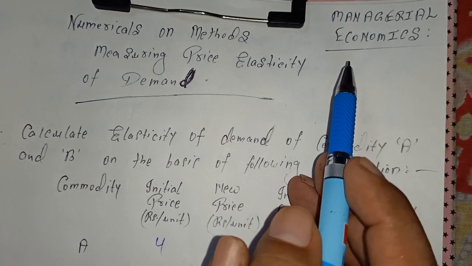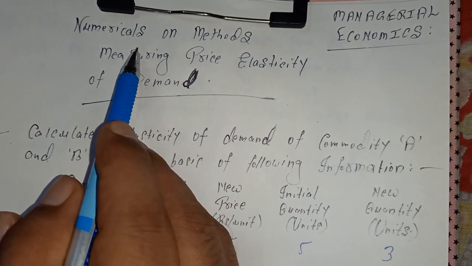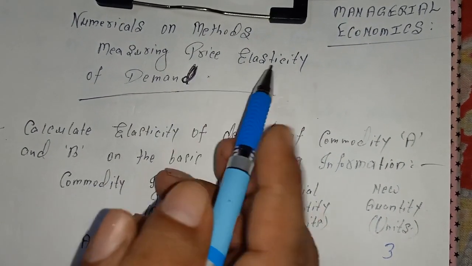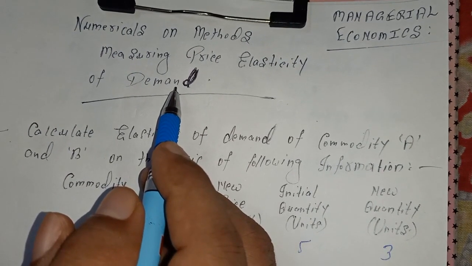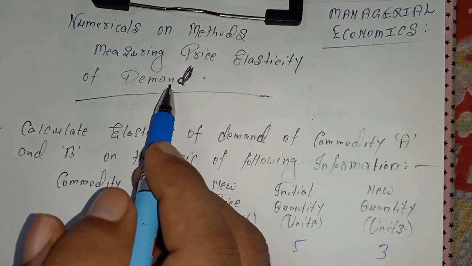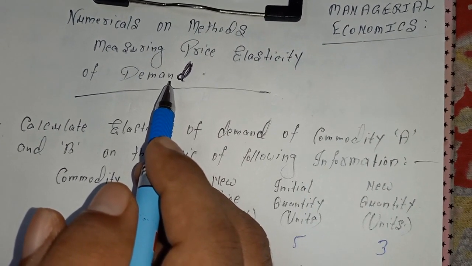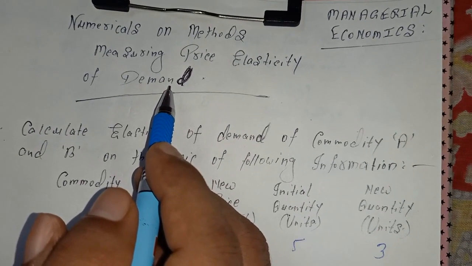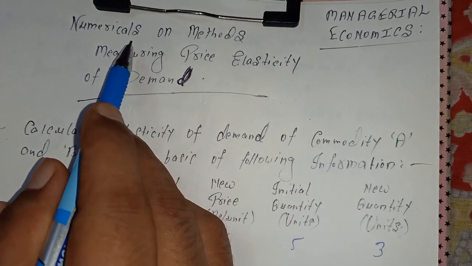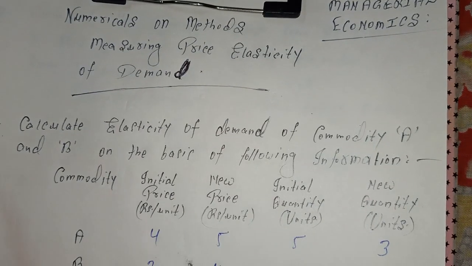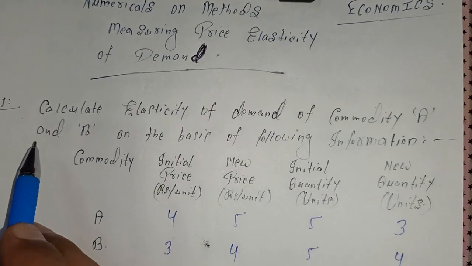Today, we will discuss some of the numericals on methods of measuring price elasticity of demand. As in previous lectures, we have discussed the different methods of measuring price elasticity of demand. Today, we will discuss some of the numericals on these methods. Let us discuss the first example.